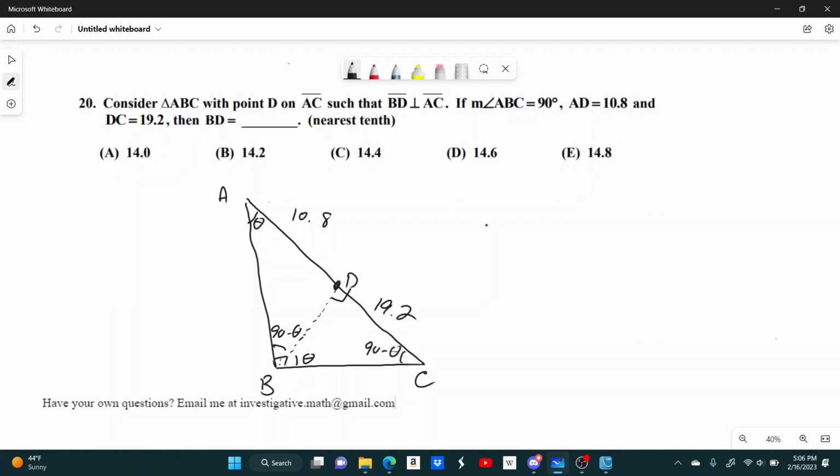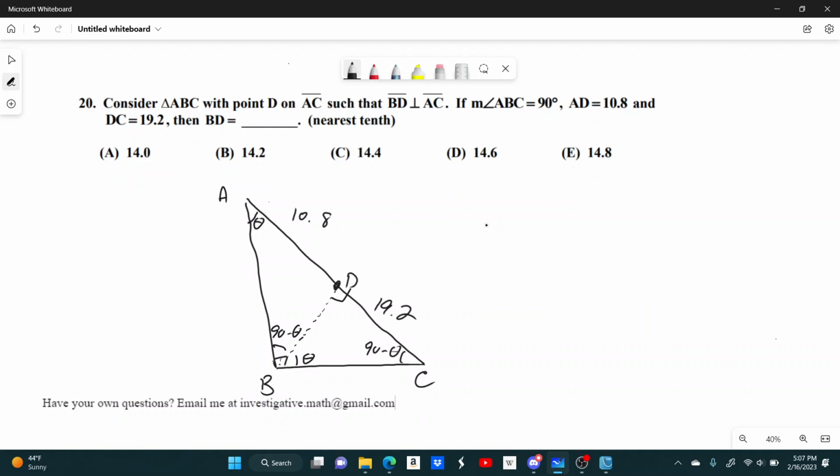In fact, the big triangle has angles of 90, theta, and 90 minus theta. This triangle here has angles of 90, theta, and 90 minus theta. And ABD has angles of 90, theta, and 90 minus theta. So all three of these triangles are similar to each other. So surely we can find a way to find BD. So let's start. Since we seem to know the most about DBC and ADB, let's start there. This is really just a trial and error sort of thing.